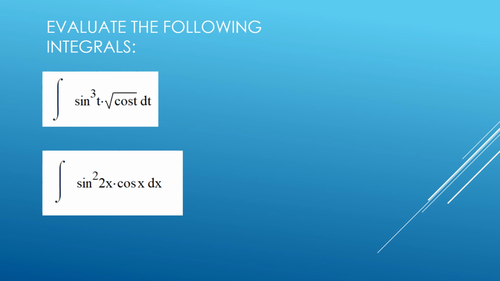Okay, you now try working on the following exercises: the integral of sine cube t square root of cosine t dt, and the integral of sine squared 2x cosine x dx. And we'll check your answers later. For the second integral, the hint here is you apply the identity sine 2 theta equal to 2 sine theta cosine theta. Okay? So, in a few minutes, we will check your answer.